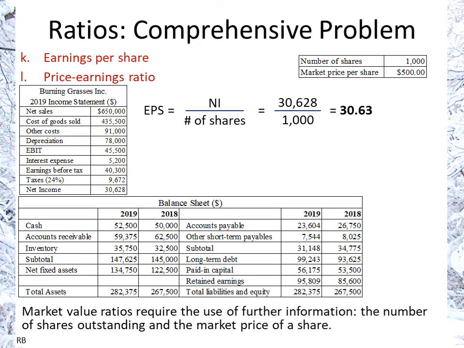Now, based on that, we can do the price earnings ratio, which is just the price of the share divided by the earnings per share. And that would then be 500 divided by 30.63, or 16.32.